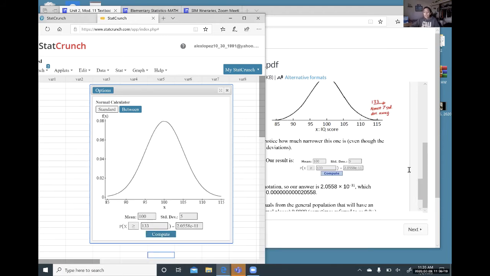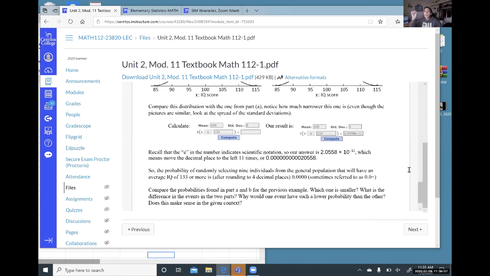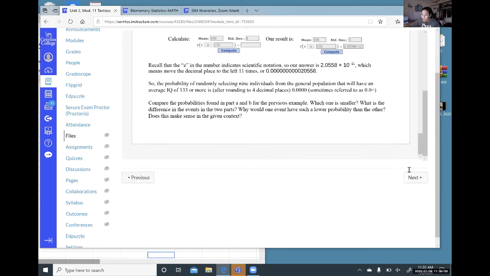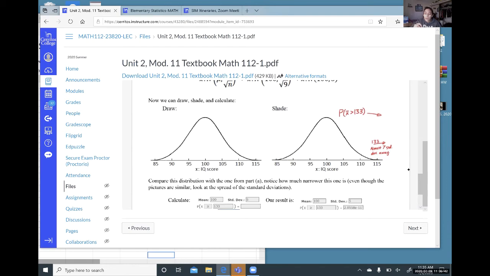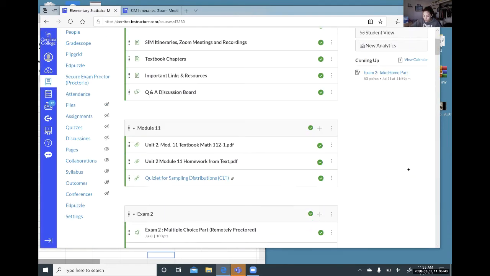And we get this number, 2.0 something e to the negative 11. Now that e to the negative 11, that's just telling you that you're moving the decimal place 11 times to the left. So this number that you see here, that's the actual value, which is pretty much a 0, right? It rounds to 0. Okay, and so that was the textbook there. Now we're gonna go ahead and start on the homework. So this guy here.